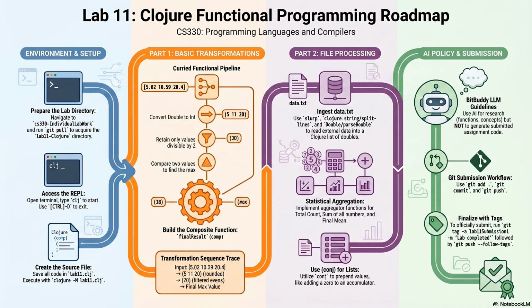So we now have our working list of doubles pulled dynamically from the file system. The lab asks us to run some basic aggregations, counting the values to get numCount, summing them up for numSum, and calculating a mean. And it introduces us to the conj function to help manage our collections. Yeah, the instructions show a very specific behavior. If you have a list containing the numbers 6, 12, and 4, and you use conj to add a 0, the result is a list where the 0 is at the very front. 0, 6, 12, 4.